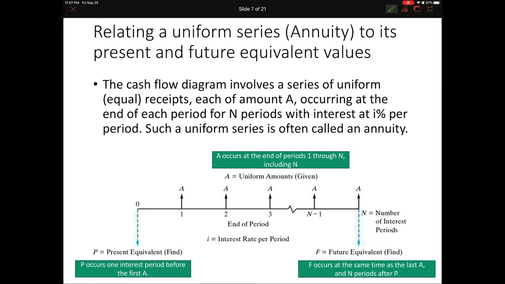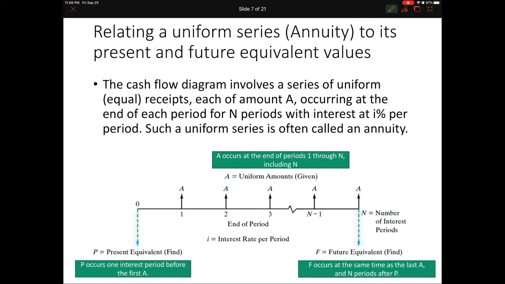In this class, we're going to learn what an annuity is and how to convert the annuity to P and F. Okay, so what is an annuity? Think about that. If you save the same amount of money every month in your savings account, that same amount of money every month, that is an annuity. That's a uniform series of cash flow going into your account.